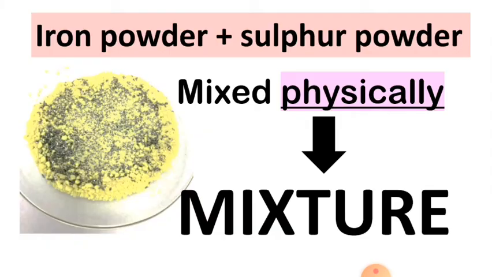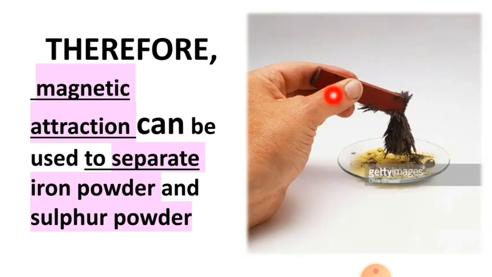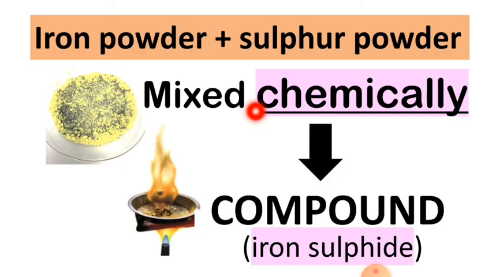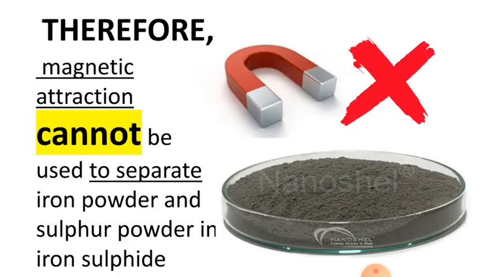Just now, when you mix the iron and sulfur powder physically, it becomes a mixture. Then you can use a magnet to separate the iron powder and sulfur powder. But for the mixture of iron powder and sulfur powder which is heated and a chemical reaction occurs, they already become a new compound called iron sulfide. Iron sulfide cannot be attracted to the magnet, because its properties already changed and are not the same as iron. Even though before you heat the mixture the iron can be attracted to the magnet, after you heat them, a chemical process has already happened, a new substance has formed, and the properties also change.